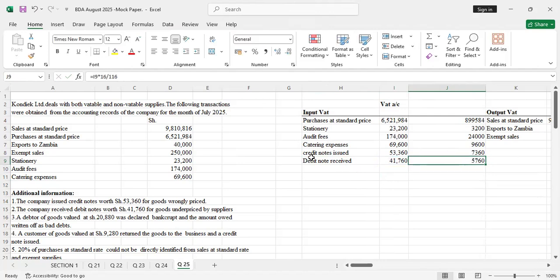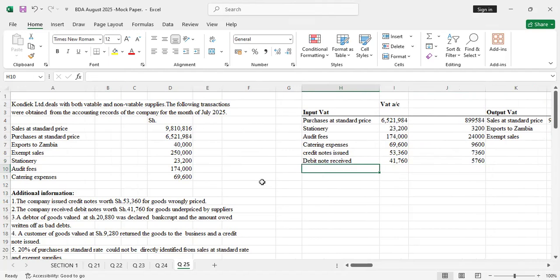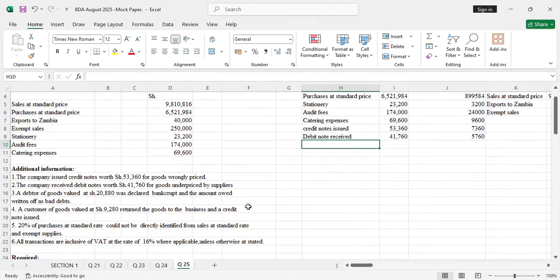So you can see we have credit notes issued under the input VAT and debit note received also under the input VAT. So the opposite is true. Now when it comes to output VAT, what will you have? You'll have credit note received, this other side, and debit note issued. Yeah, it's actually the opposite of that.